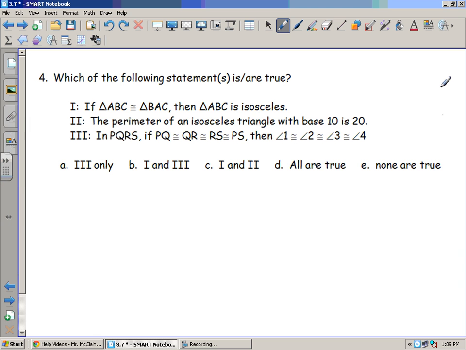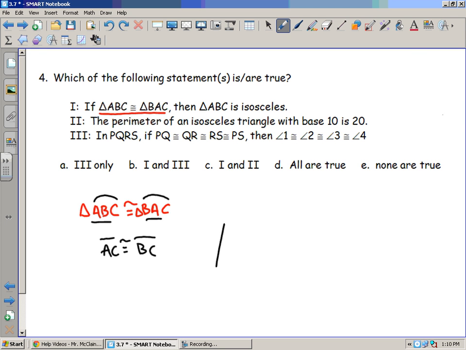Okay, so first statement: if triangle ABC is congruent to triangle BAC, then ABC is isosceles. This is actually going to be true, and the reason is because of the way that it's named. ABC is congruent to BAC. If I treat those as separate triangles, it tells me that AB is congruent to BA, which doesn't help me because that's just the reflexive property.